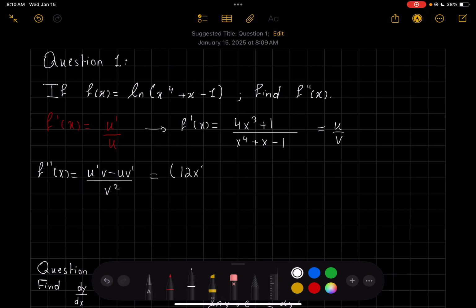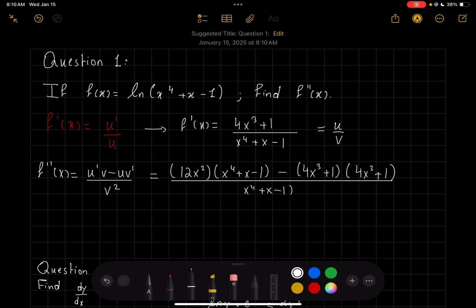12x to the power of 2 times v, x to the power of 4 plus x minus 1, minus u, which is 4x to the power of 3 plus 1, and then v prime, 4x to the power of 3 plus 1. Alright, now over x to the power of 4 plus x minus 1, all of it to the power of 2.